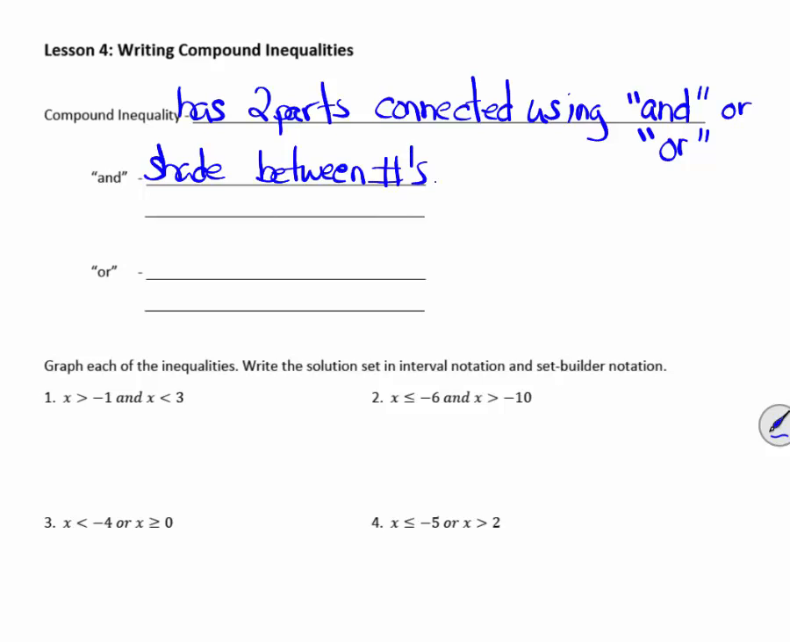When you're in set builder notation, you're only going to use those symbols, the less than symbol. It might be less than or equal to, depending on if that was in the problem, but we're only going to use the less than in set builder.